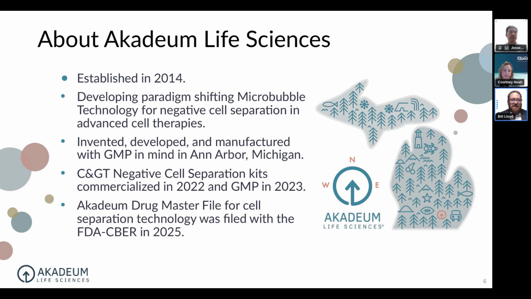At Acadium, we are based in Ann Arbor, Michigan, where we produce and manufacture GMP cell isolation products. Importantly, and I'll go into this later, but we emphasize negative cell separation products, right? Trying to take that quality cell and not touch it. Not only are we GMP, but we have also filed our drug master file in 2025.